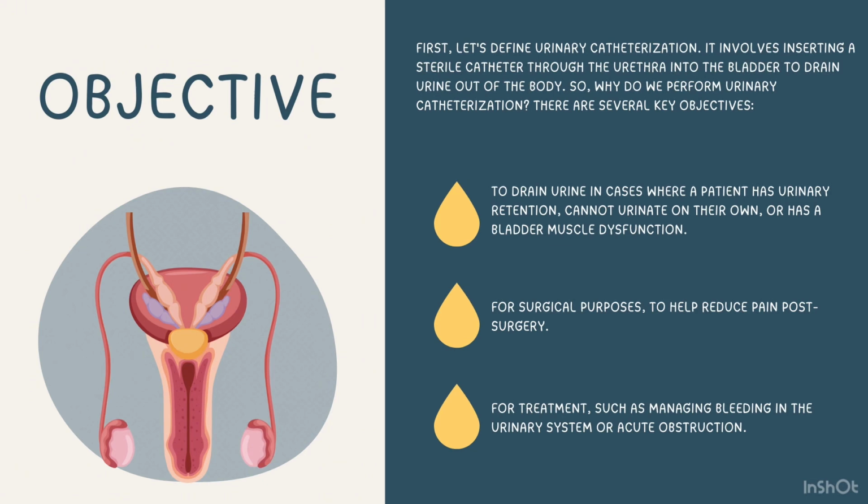So, why do we perform urinary catheterization? There are several key objectives. To drain urine in cases where a patient has urinary retention, cannot urinate on their own, or has a bladder muscle dysfunction. For surgical purposes, to help reduce pain post-surgery. For treatment, such as managing bleeding in the urinary system or acute obstruction.